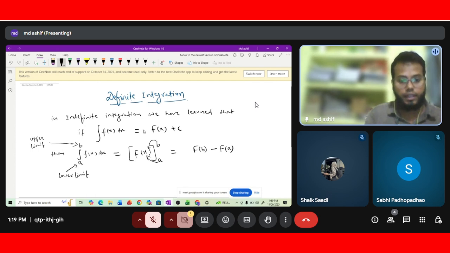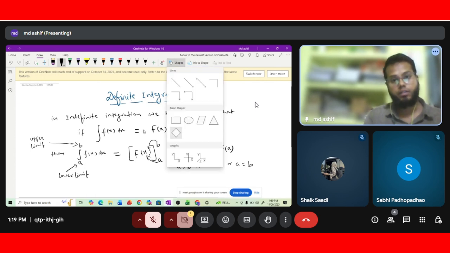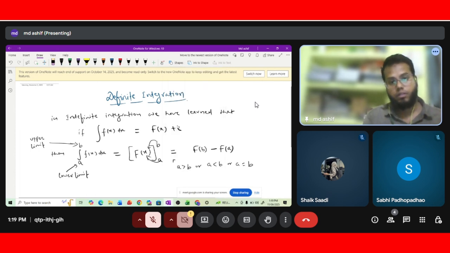So a and b can be such that a is greater than b, or a is less than b, or a is equal to b. Anything can happen. Okay, like this.